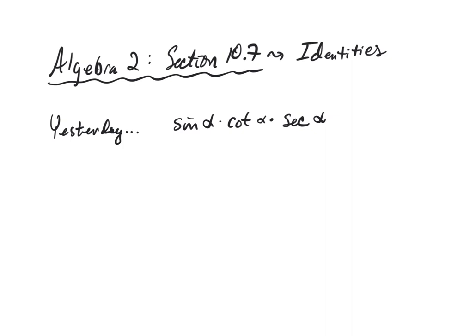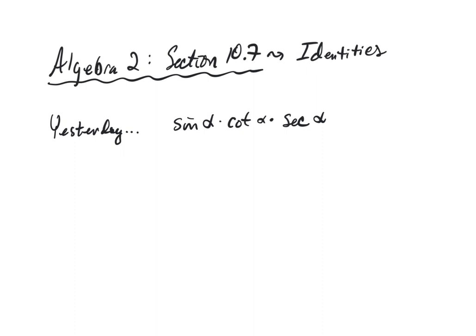Okay, good morning. Today we're going to finish up the rest of 10.7. Yesterday we started talking about these things called trig identities, trig expressions that are actually equal to each other. And we talked through how we have lots of them on our trig sheet, lots of things involving trig ratios that are equal to each other.